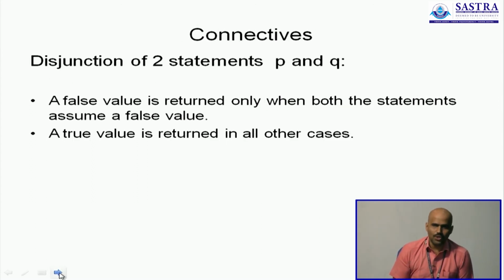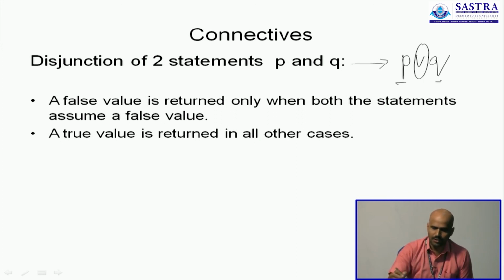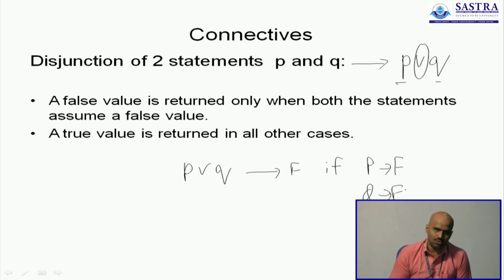The disjunction of two statements P and Q is the connective expressed by this notation. It's a connective, so it's a combined statement. It's a combination of two statements. And what happens to this combination? When does it take a true value or a false value? It takes a false value only when both statements assume a false value. So P disjunction Q takes a false value only when P is false and Q is false. In all other cases, it takes a truth value as being true.